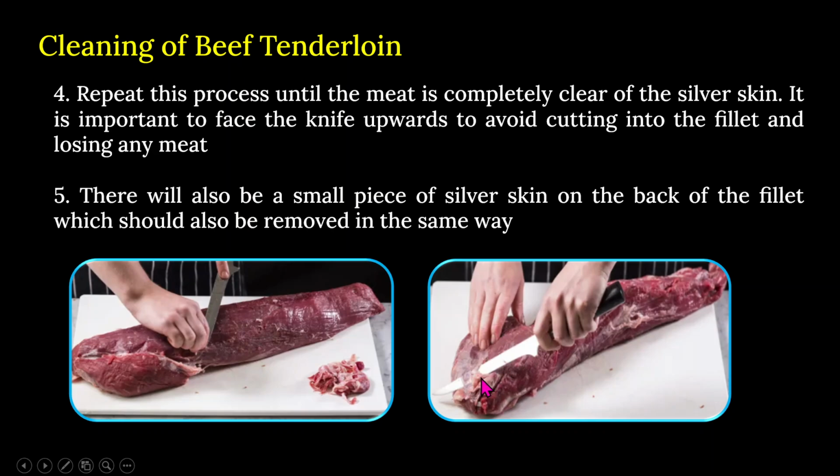From the head side, if there is any remaining part of the silver skin, that also has to be removed by this method. So excess fat, excess silver skin, chain muscle, all to be removed from the fillet, and now the fillet is ready for further cutting into steaks.